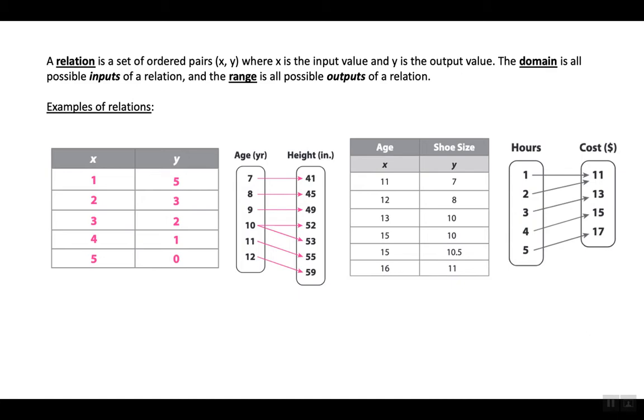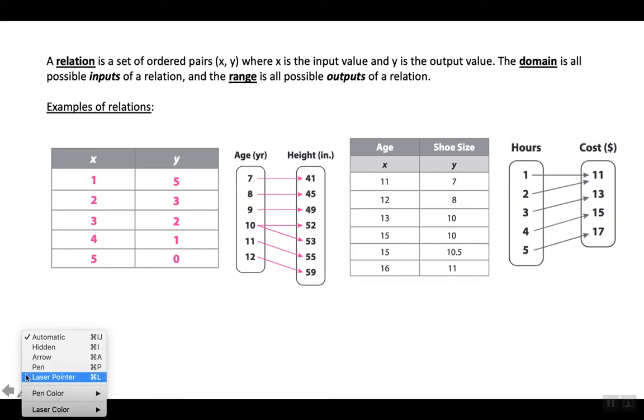A relation is a set of ordered pairs, x comma y, where x is the input value and y is the output value. Whenever you have a table, in this format or in this format, showing you the relationship between an x coordinate and a y coordinate, that's called a relation. It's not that deep, so don't overthink it. This is a relation, this is a relation, this is a relation, and this is a relation. Again, it's not that deep.